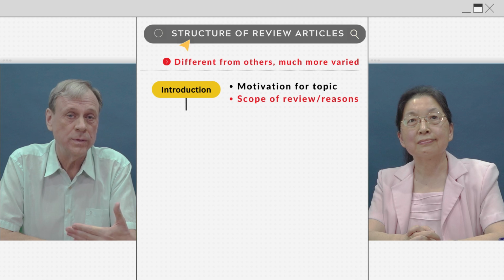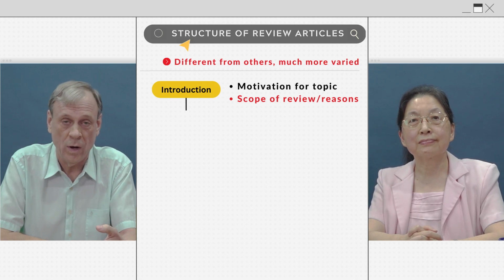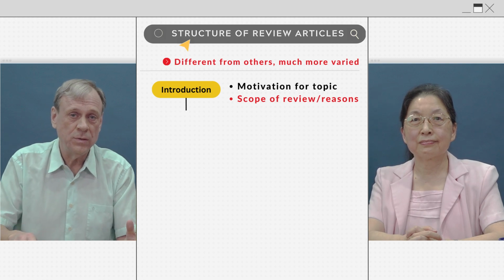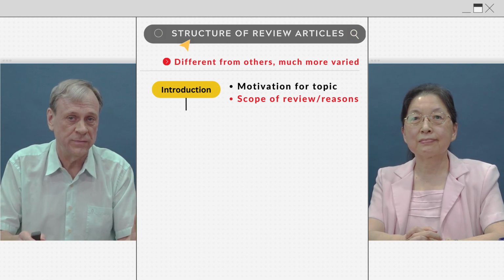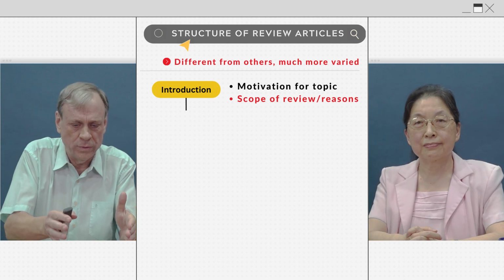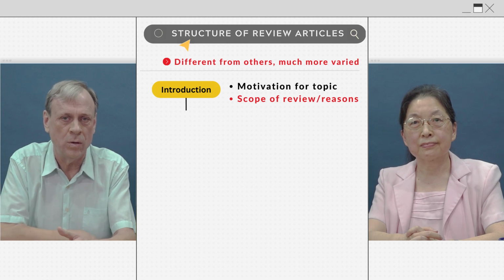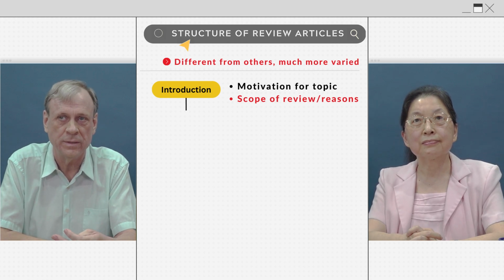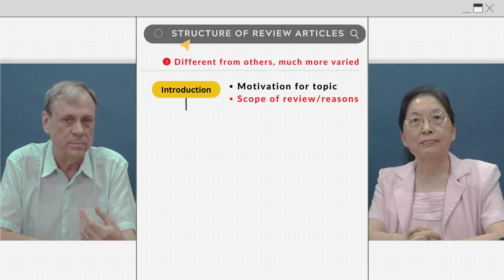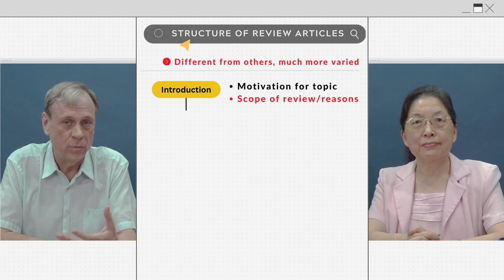Usually they begin with an introduction, which talks again about the motivation. Why do we want to do this? But then it talks about the limitations of the review. We're reviewing comprehensively or only within certain years or within a certain small subset of the available literature. It can be chronological or thematic. There are different ways of organizing the material.